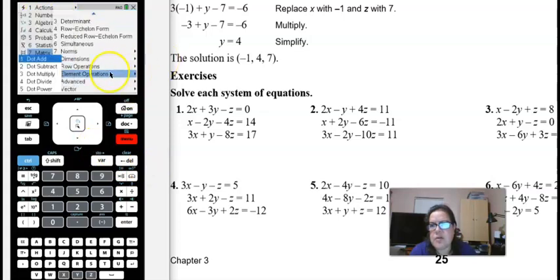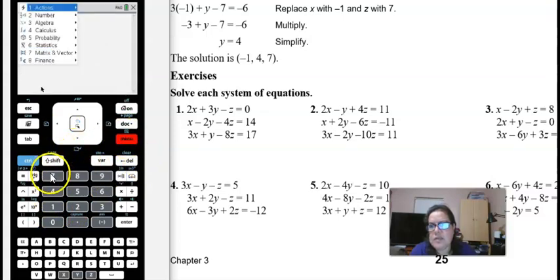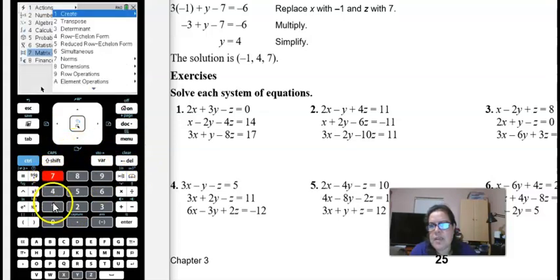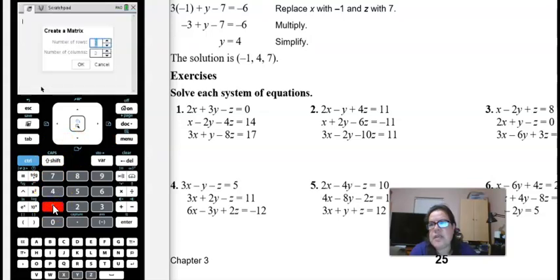So let me go over that one more time. I'm going to press the keys down here. So 7 matrix, let me go back, menu, 7, create, 1, 1. So in essence, you're going to press menu 7 1 1 to get there. And it's asking you how many rows and how many columns.